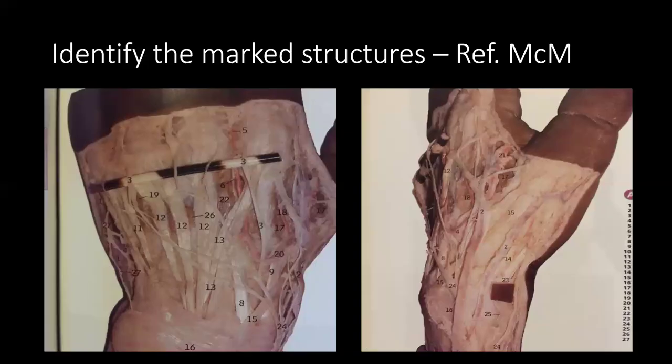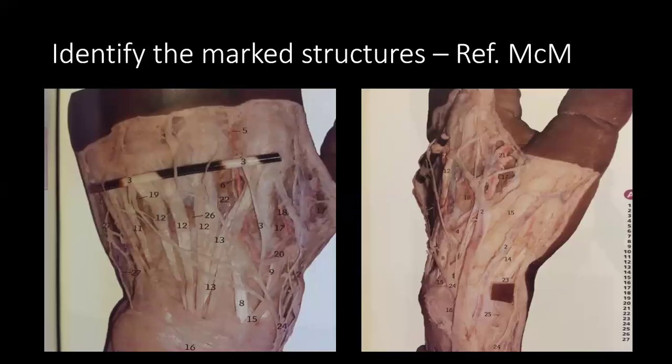What are the muscles which form the thenar eminence? Four muscles: opponens pollicis, abductor pollicis longus, abductor pollicis brevis, and adductor pollicis. The thenar eminence is formed by abductor pollicis brevis, flexor pollicis brevis, and opponens pollicis.